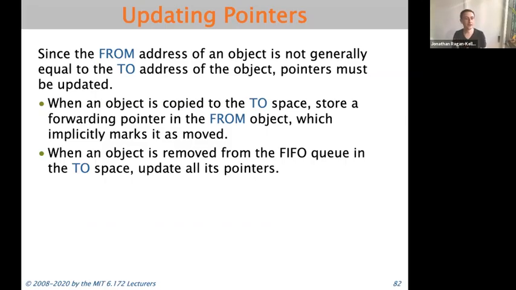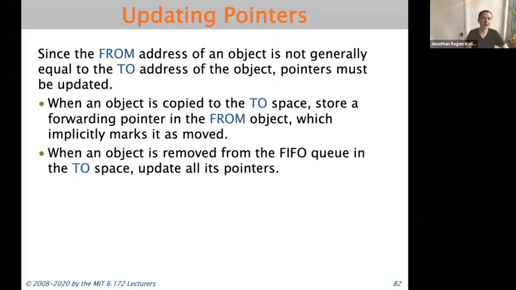So the observation is that the address an object had in the from region of memory is probably not going to be equal to the address the object has in the to region of memory. We're copying it and moving it somewhere else. So the pointers have to be updated. And the scheme we're going to use is that whenever an object is copied to the to space, we're going to store a forwarding pointer in the from object that's implicitly marking that it's been moved and where it's been moved to. That's why we're going to keep track of what we've already moved.